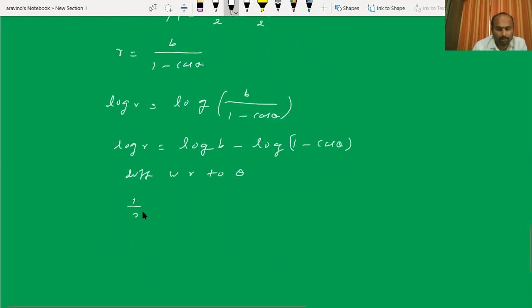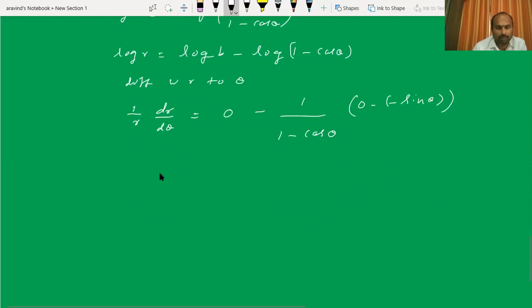So log r derivative is 1 by r into dr by d theta. Log b derivative is 0. Log of 1 minus cos theta derivative is 1 by 1 minus cos theta. Derivative of 1 is 0. Cos theta derivative is minus sin theta. So left hand side I'll denote as cot phi 2, which is equal to, here it becomes plus, but we'll get minus sin theta divided by 1 minus cos theta.